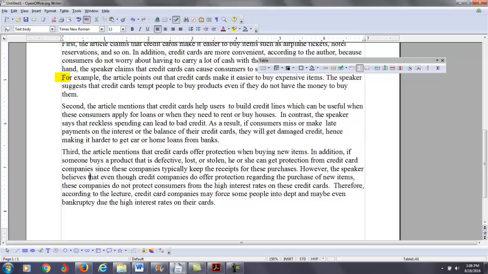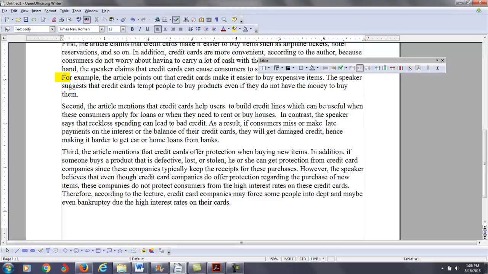However, the speaker believes that even though credit card companies do offer protection regarding the purchase of new items, these companies do not protect consumers from the high interest rates on these credit cards. Therefore, according to the lecture, credit card companies may force some people into debt and maybe even bankruptcy due to the high interest rates on their cards.